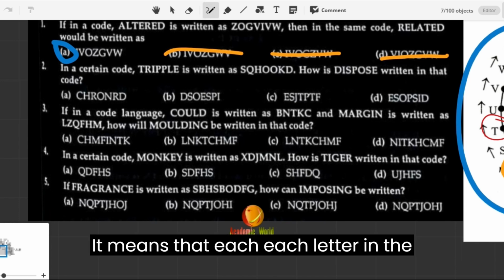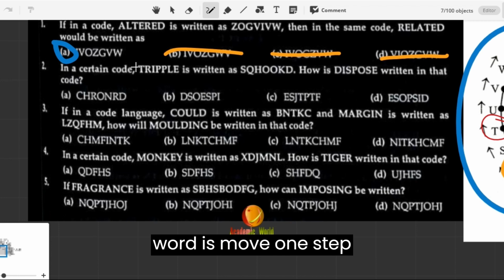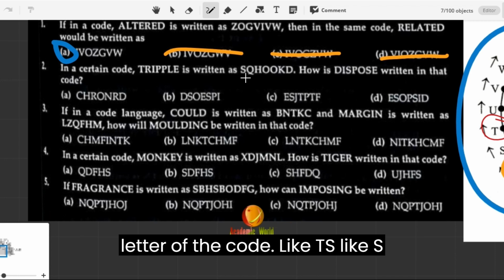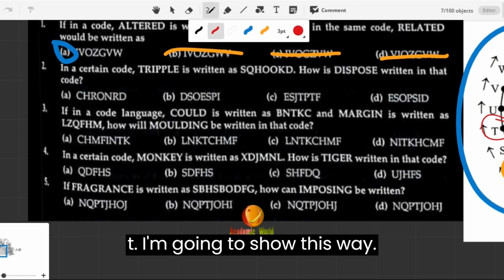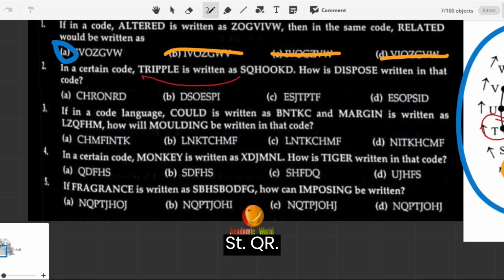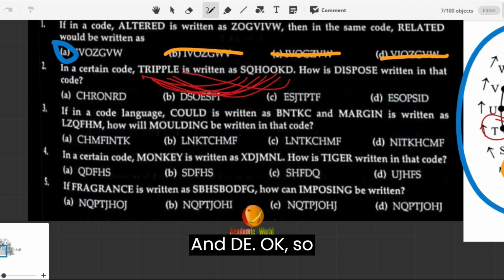It means that each letter in the word is moved one step backward to obtain the corresponding letter of the code, like TS, like ST. I'm going to show it this way: ST, QR, HI, OP, OP, KL and DE.